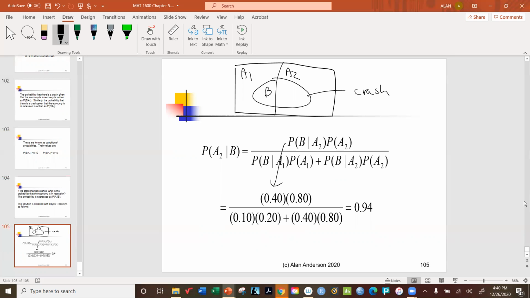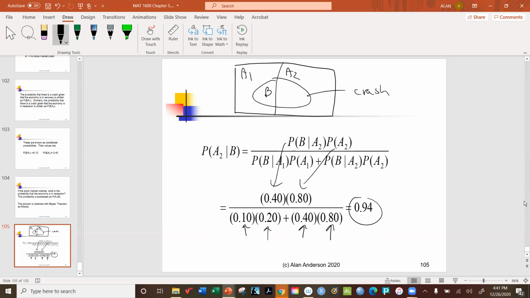The probability of a crash during a recession, remember, was 40%, and there's an 80% chance of a recession. Now in the denominator, we need two terms: the probability of a crash given that we're in recovery times that probability of a recovery, plus what we have in the numerator, the probability of a crash given that we're in a recession times the probability of recession. So according to this, if we do observe a crash, there's a 94% chance that we're in a recession.